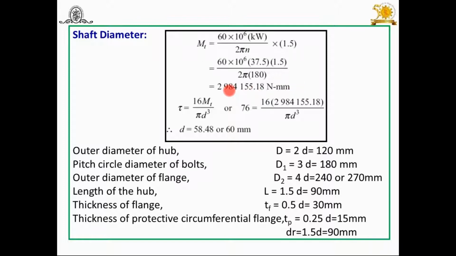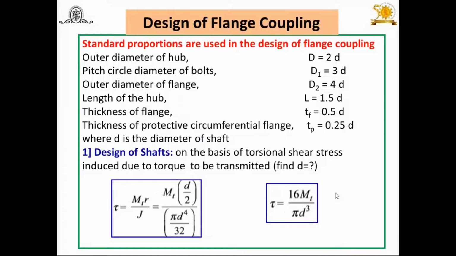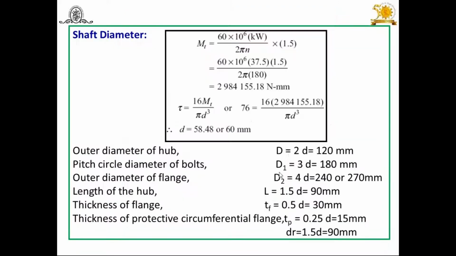Then next, once you know the design torque, I have already explained this expression on an earlier slide. We are going to use this expression, tau is equal to 16 Mt upon pi d cube. Tau permissible we have already calculated as 76, and Mt we have calculated from the power. Then you will get d cube, that you have to find, or d. By substituting the values of Mt and tau permissible, you will get the value of d, the shaft diameter, that is 58.48.